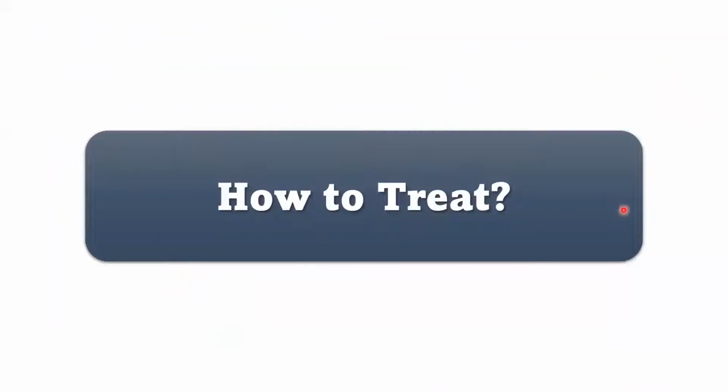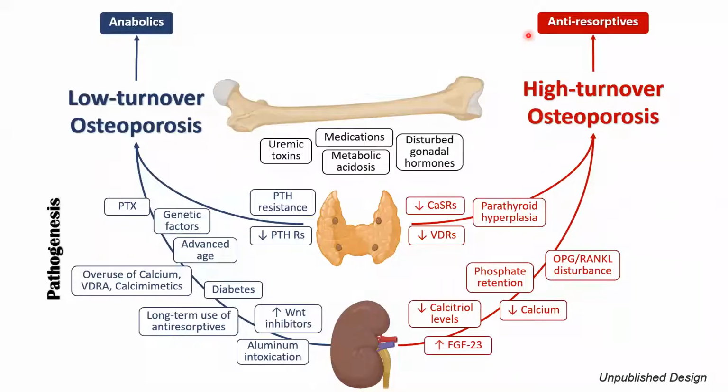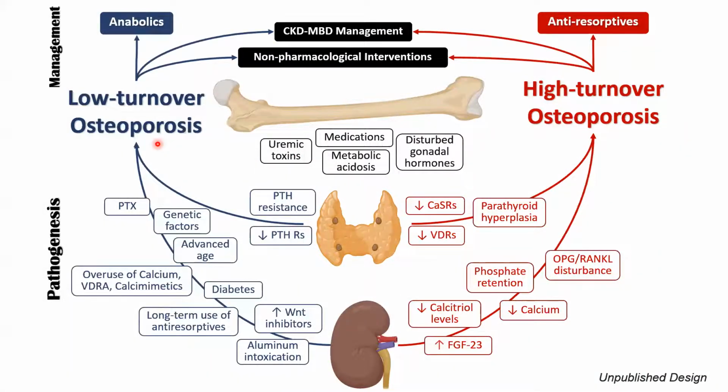So how to treat? We said that we have low turnover osteoporosis and high turnover osteoporosis. If you have low turnover osteoporosis, you can give this patient osteoanabolics to help him increase his bone formation, to build up bone. If the patient has high turnover osteoporosis, you could begin with an antiresorptive to stop the resorption. And both categories could benefit from non-pharmacological intervention and CKD-MBD management.